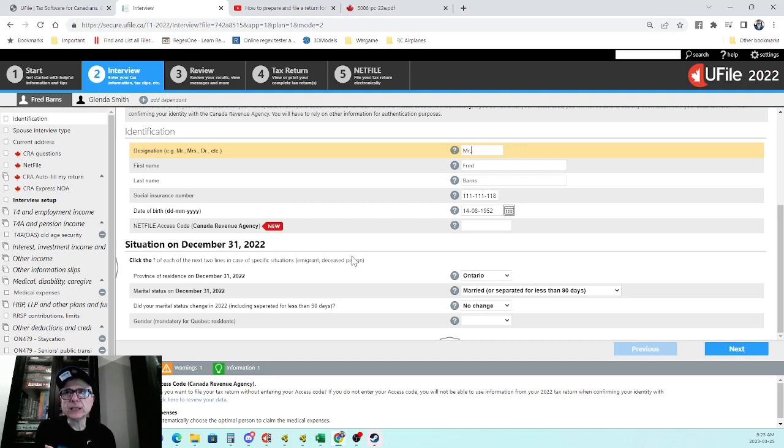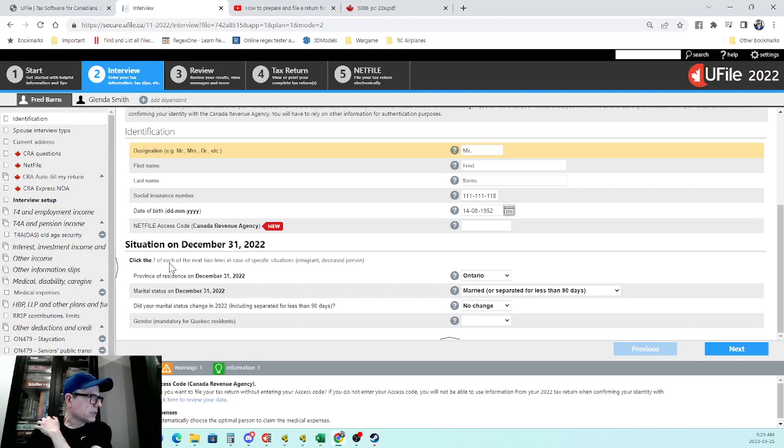Because if you leave Canada or you pass away, your province of residence will be determined not on December 31st, but either the day you left Canada or the day you passed away. Very important question to know that. It seems very minor and intuitive to answer, but it is important.